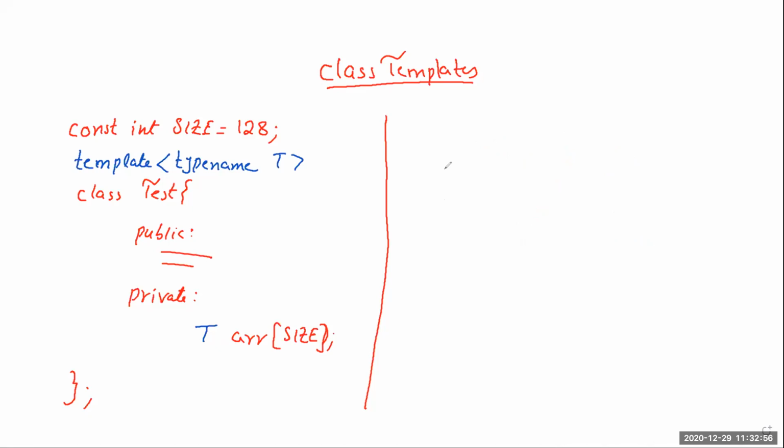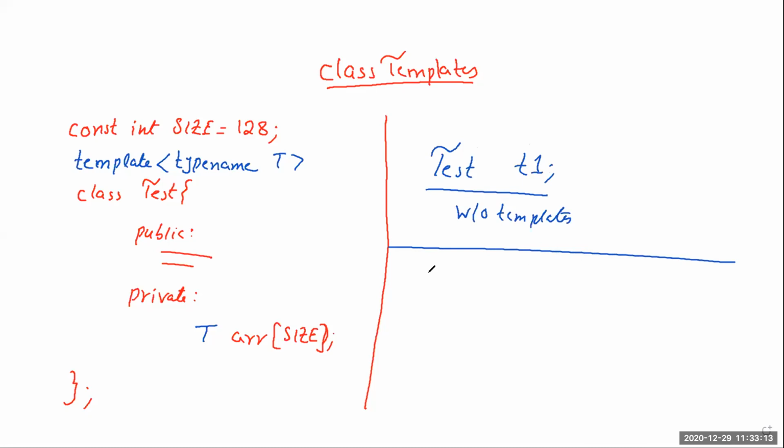Okay, so you see, what is the syntax now? You write name of the class, test t1. This is what you were doing without templates. Now if you are making an object with template, there is a slight change. You simply write test, but before creating an object, you put angle brackets here. Now what do you want this T to be? If you want this T to be an integer, within the angle brackets you write int, and then you write T1.